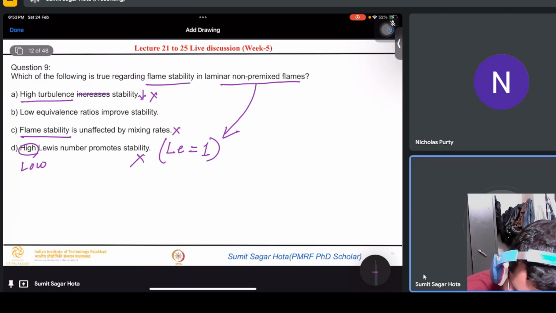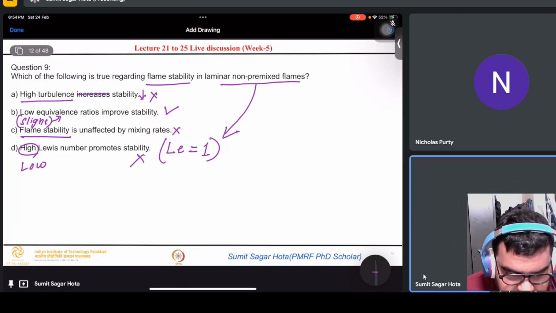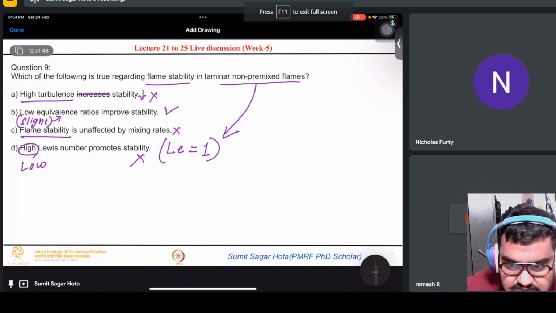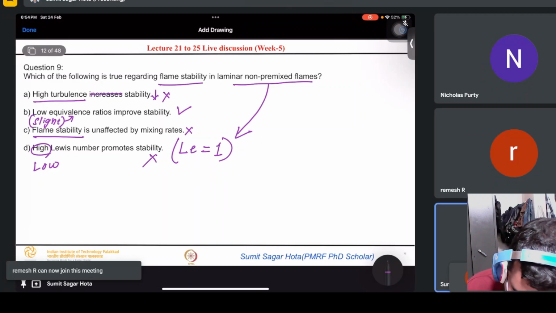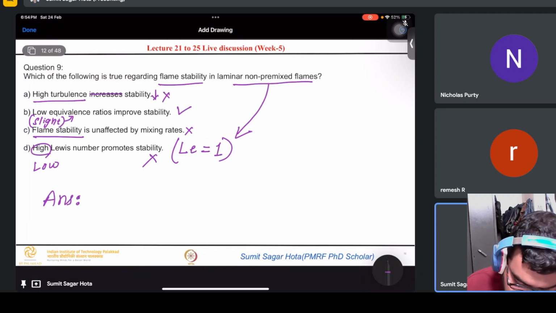One option left, the low equivalence ratio. Not very low, the question means slightly low. Slightly low improves the peak temperature. It's slightly less equivalence ratio.